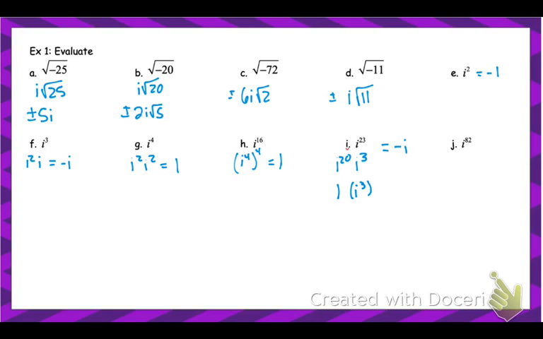All right, i to the 82nd. Again, we're going to look for the closest multiple of 4. That would be i to the 80th. Well, that is just 1. So we're left with i squared. i squared is just negative 1. So that's how we simplify those values of i.